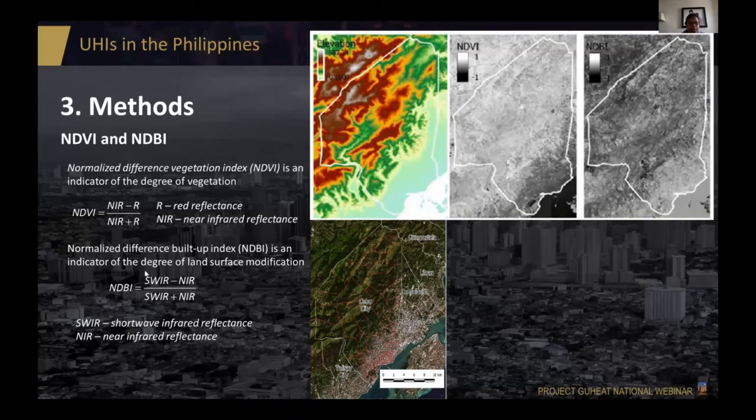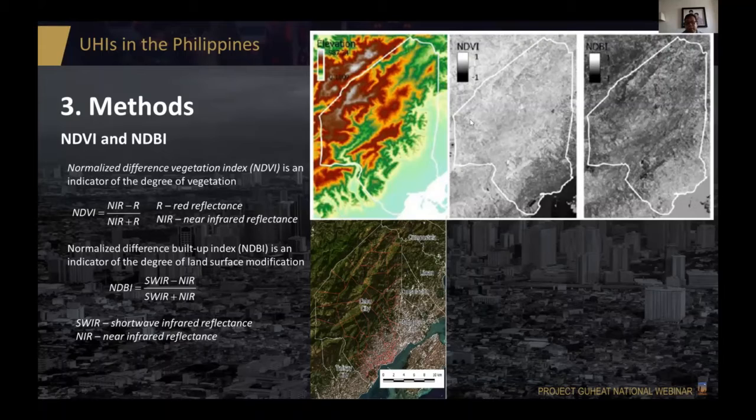Another derivative that has been computed is the NDBI, which means normalized difference built-up index, which is an indicator of land surface modification. The formula for the NDBI is given by this, where SWIR is shortwave infrared reflectance, NIR is near infrared, R is red reflectance.